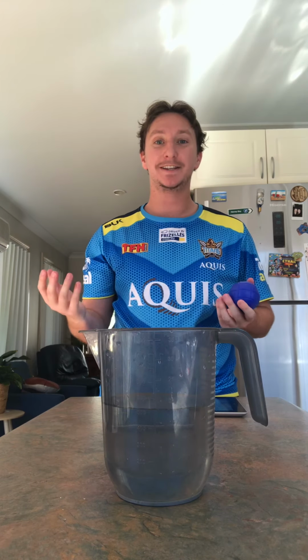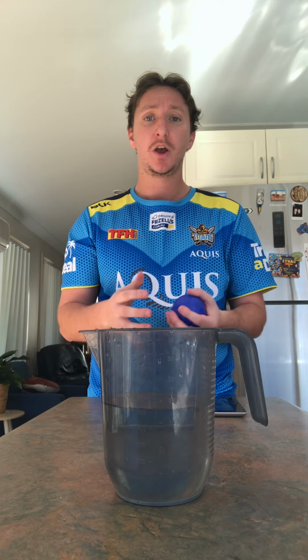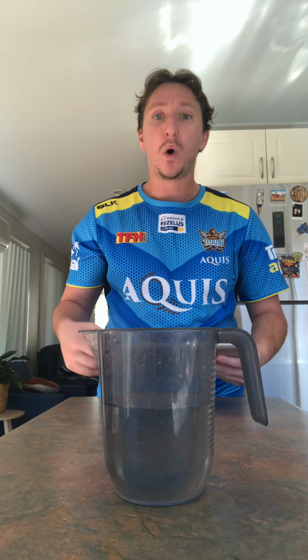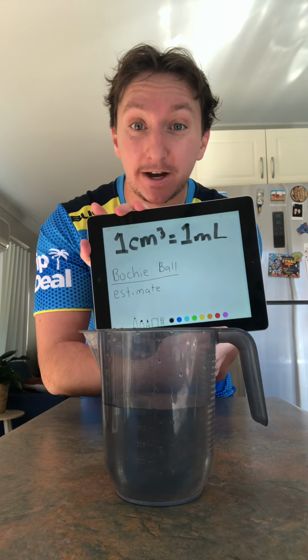Hi Year 6, so for today's lesson on volume, we're going to be looking at something called water displacement. Now, how is it going to help with volume? That's probably your question. Well, one thing you will need to know is that when we are looking at measurement, 1 cubic centimetre pushes out 1 millilitre of water.